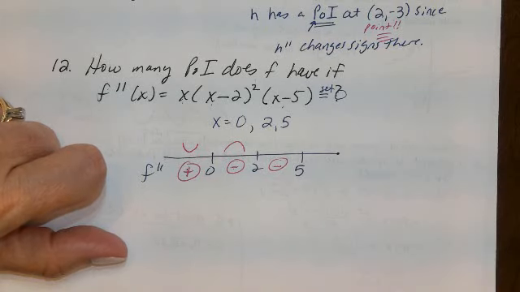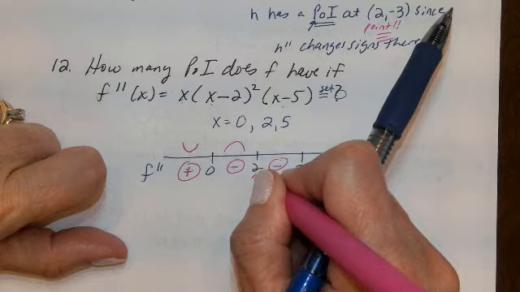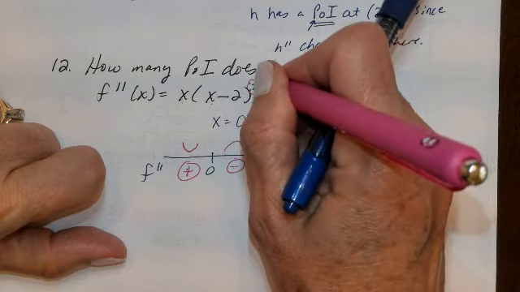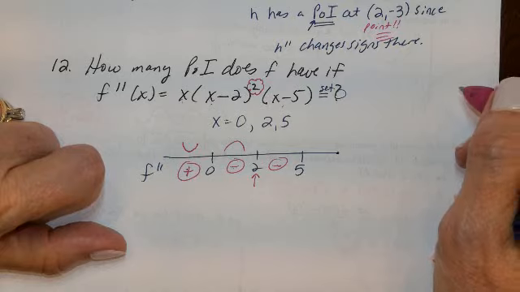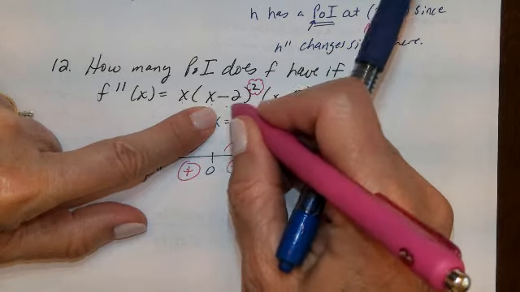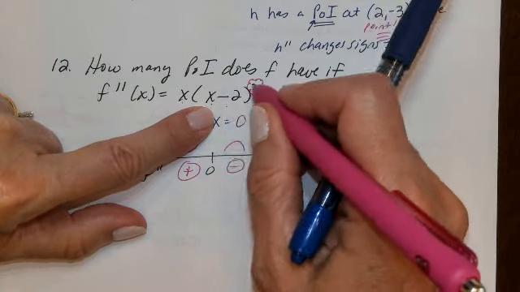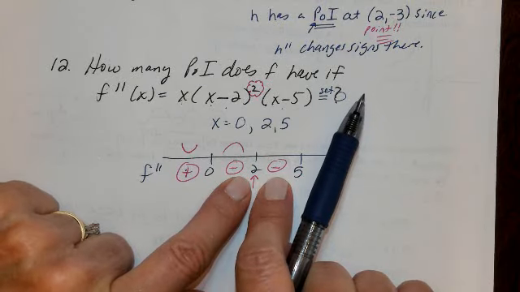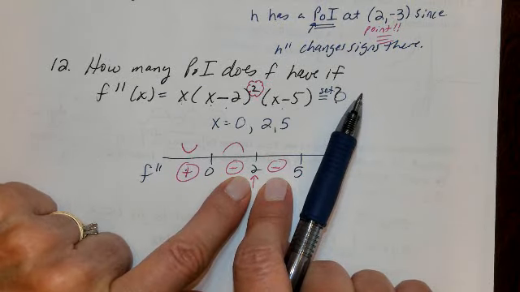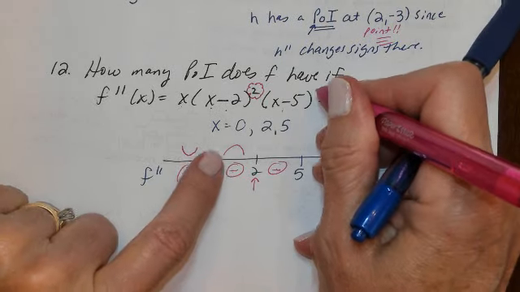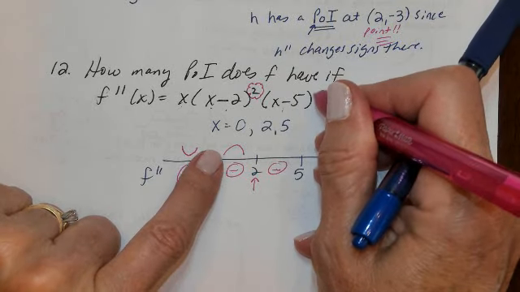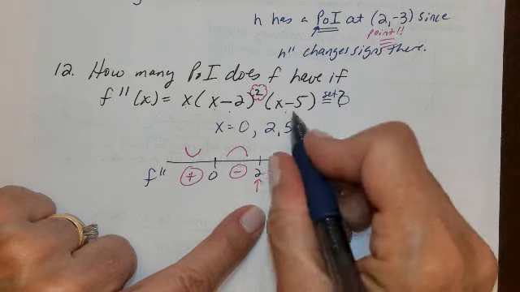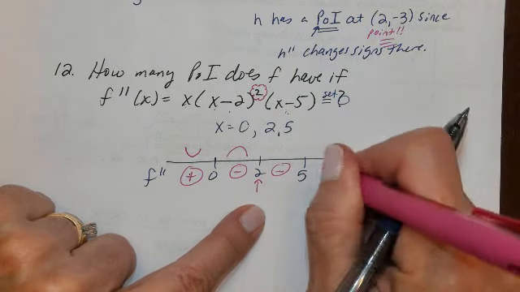We couldn't say change signs around that 2 because that factor is being raised to an even power. If your factor has an even power, then the signs won't change around it, okay? If the factor has an odd power, like a 1 or a 3 or a 5, then yes, the signs will change around it. So around the 5, our signs will change.